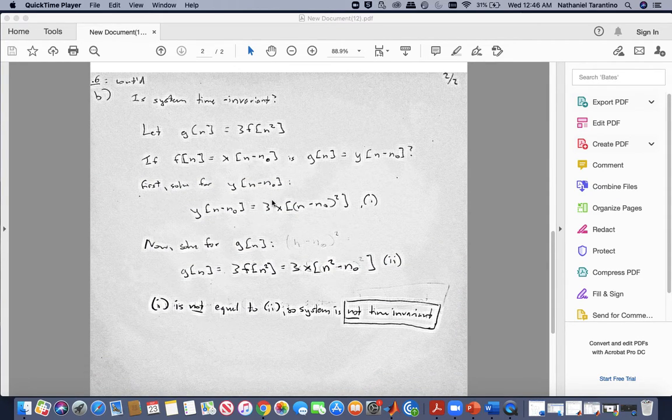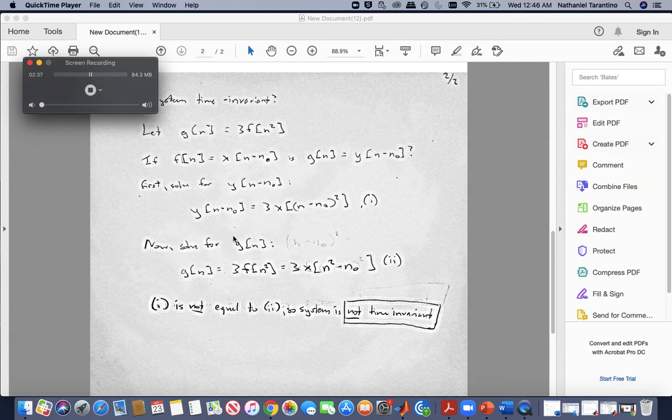Then we want to test whether it's time invariant. We define g of n equal to 3 times f of n squared. If f of n is equal to x of n minus n naught, is g of n equal to y of n minus n naught?